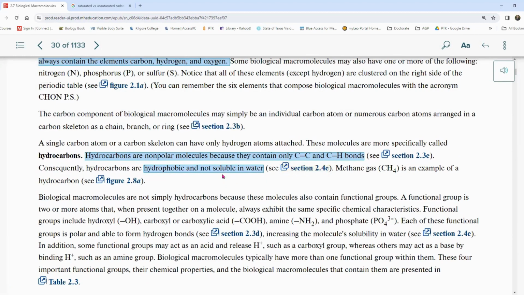So think about oils and water. Oils have a lot of carbons and hydrogens, and they do not like to bond very well with water. So they're hydrophobic.